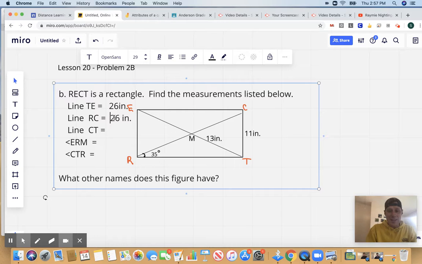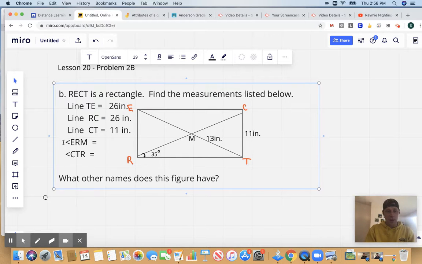What about line CT? Well, hey now, they give us line CT. This is terrific. Line CT is 11 inches. So what must RE be? That's right. It's also 11 inches. Remember, this rectangle has the exact same measure side lengths. Opposite sides are going to be congruent. Okay, so that's 11 inches. Easy peasy. Now, what about the angles?